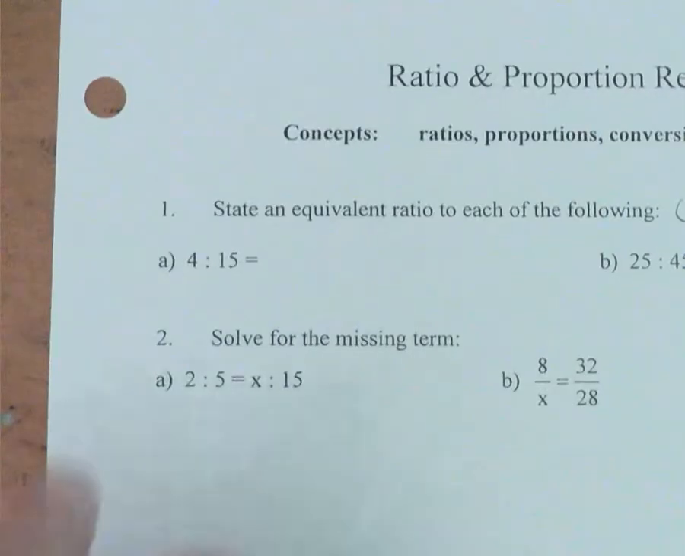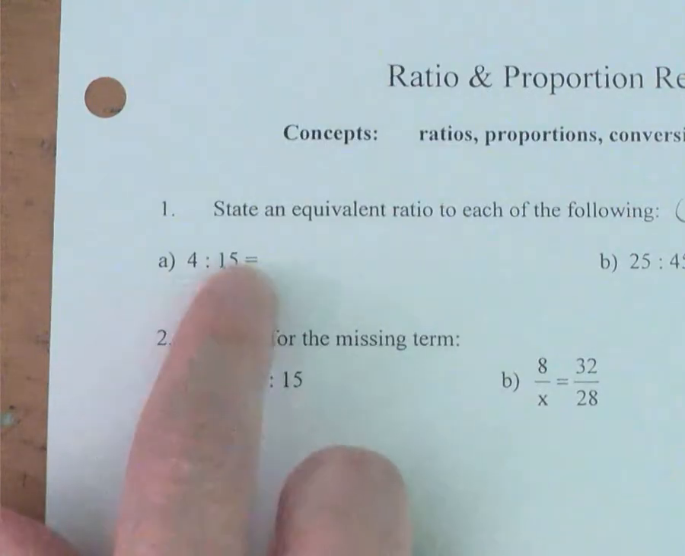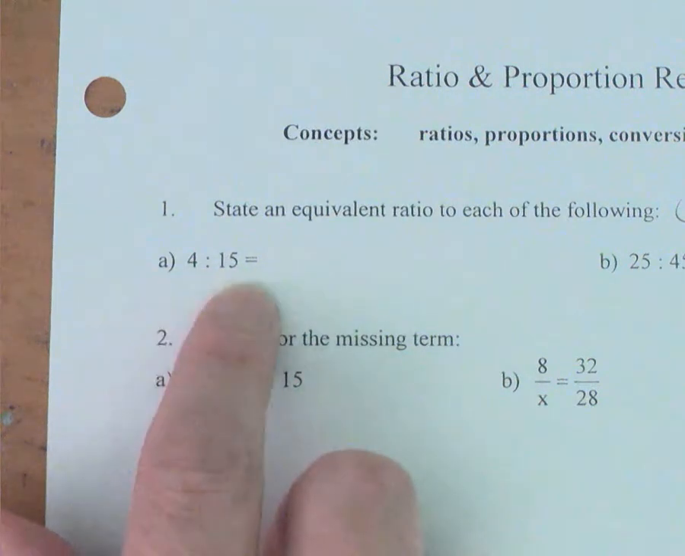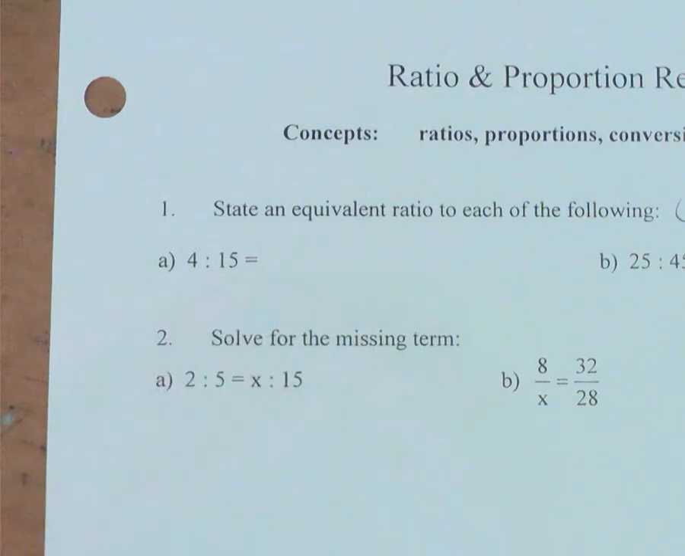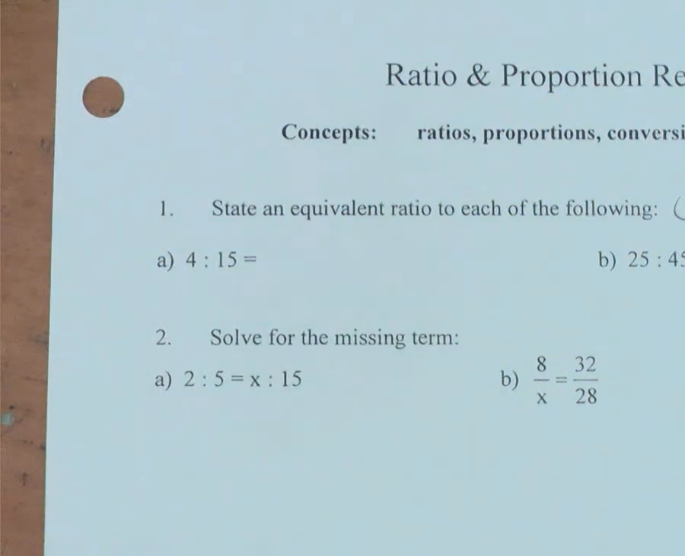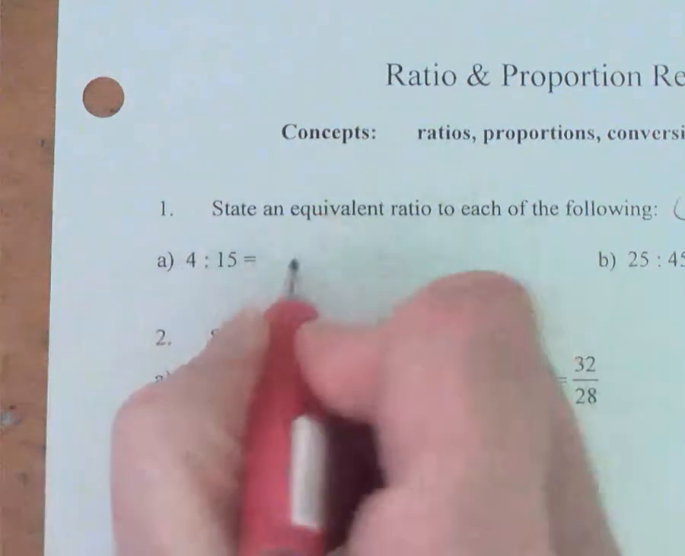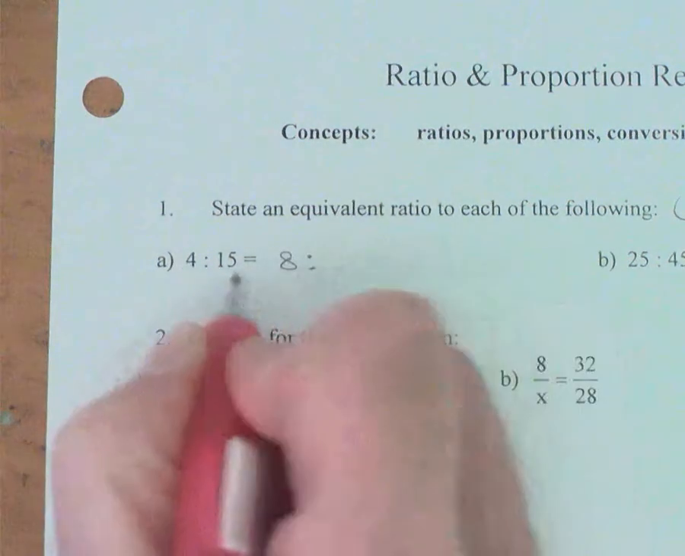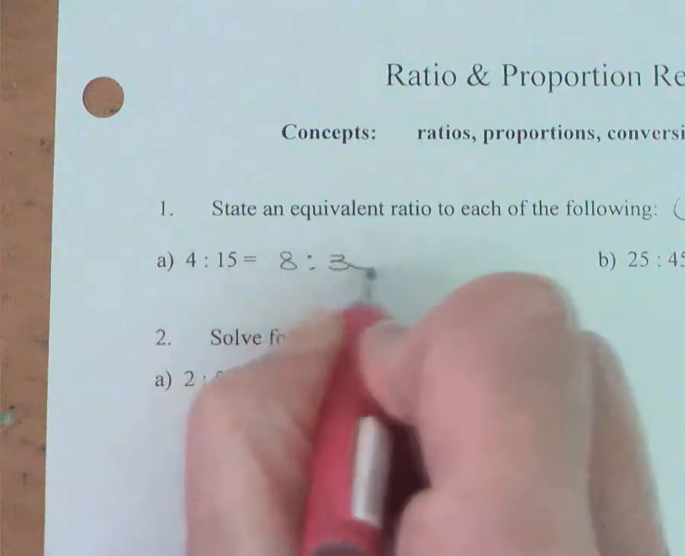So if I look, I have 4 and I have 15, and I can't divide them by the same number, but I could probably multiply them by the same number. And you can pick any number you want to multiply them by. You can multiply them by 2, by 3, by 4. I'm going to pick to multiply them by 2. So if I multiply this by 2, I get 8. And if I multiply this by 2, I get 30.